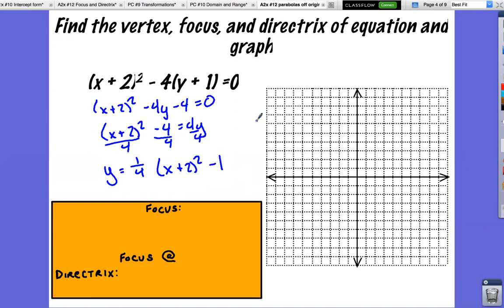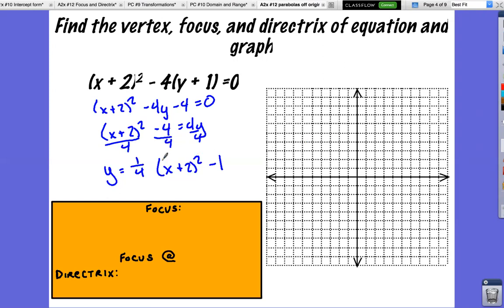Now, somebody might say, didn't we already know the vertex? Wouldn't our vertex just be the opposite of what's going on in the parentheses? And the answer is simply, yes, it is. I don't want you to worry about another form, though.